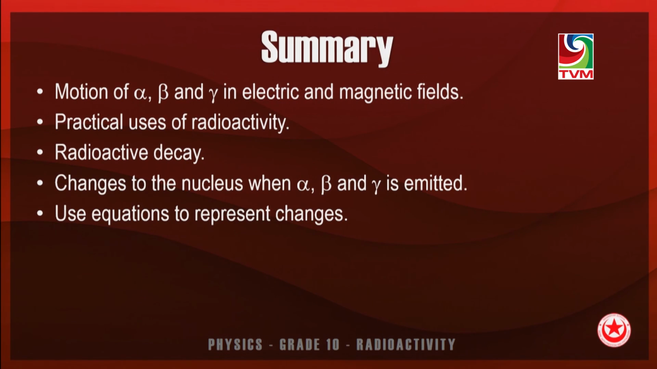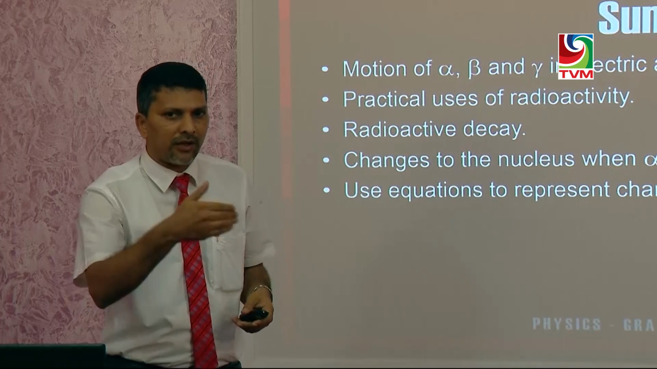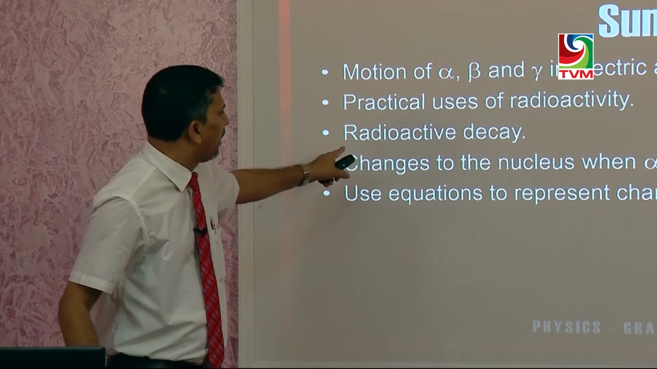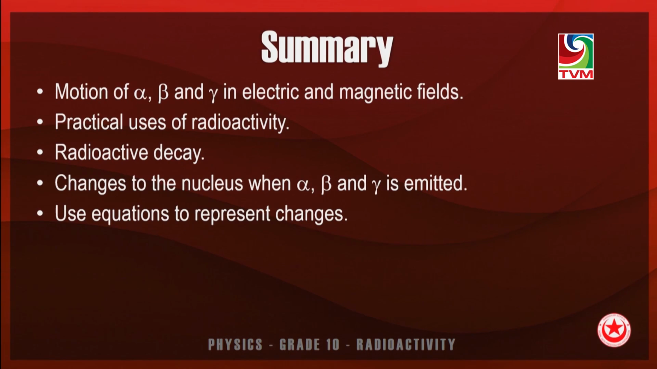So, these are the things we studied today. First, motion of alpha, beta and gamma in the electric field and magnetic field, and use of radioactivity in different fields, use of alpha particles, use of beta particles and use of gamma rays, and radioactive decay, 3 types, alpha, beta and gamma. Then the changes to the nucleus when an alpha, beta or gamma is emitted, what are the changes? Then using equations to represent changes, and we studied different equations.